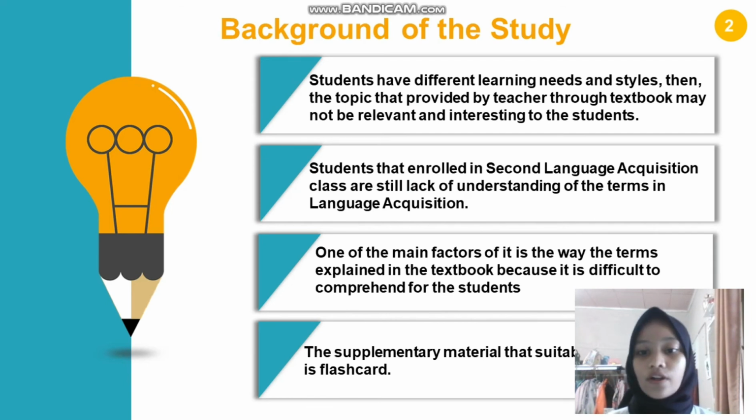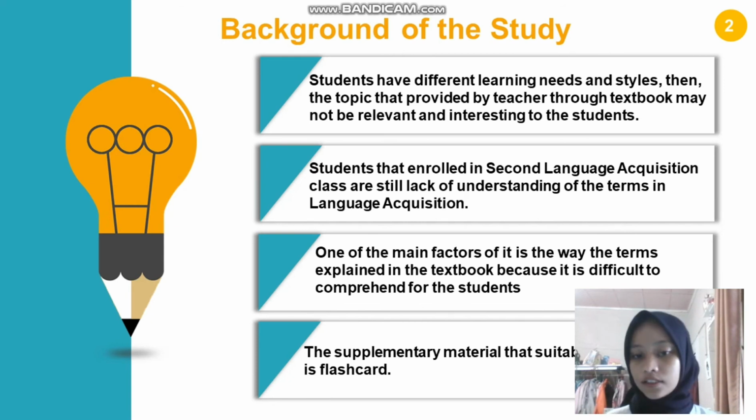One of the main factors is the way the textbook explains, because it is difficult to comprehend for students who are commonly interested in visual imagery, ease of comprehension, and surprising information. Mardiah and Anastasia also point out that students need material that has a brief explanation, words that are easy to understand, and a design that should be interesting and eye-catching.